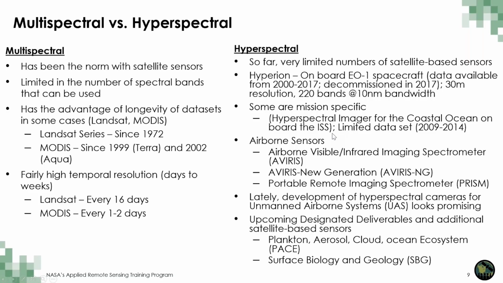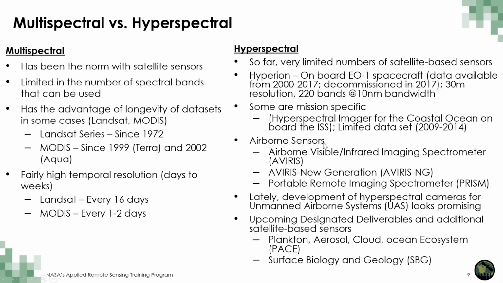There are some that are mission specific. For instance, HICO, the Hyperspectral Imager for the Coastal Ocean, which was on board the International Space Station. There's limited data available for HICO, but one of the most important things is that HICO was specifically designed for coastal oceans. But there's only about 5 years of data from HICO and for specific areas also, because it collected data on a request basis.